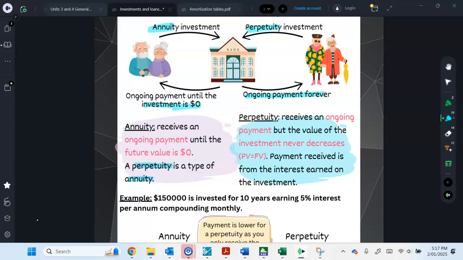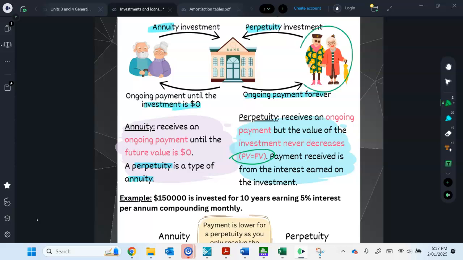You just need to know that, and I probably don't want to highlight it in blue because it's already been highlighted in blue. The investment never decreases. So your principal value or your present value is always equal to your future value. They go in as the same thing, right? Your present value and your future value are equal. So the payment that you receive is from the interest earned on the investment.